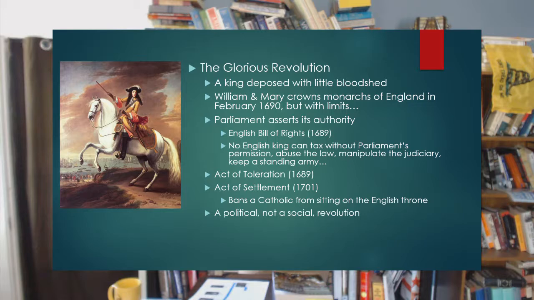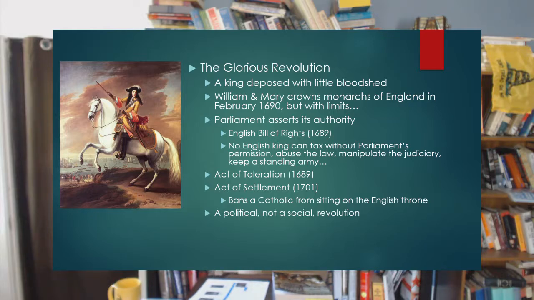So what you have is something called the Glorious Revolution. The king, James II, is deposed with little bloodshed. The first time you got rid of Charles I, lots of bloodshed. Something like 180,000 people died. I think it was like 3% of England's population. Now you only have a few people dying.